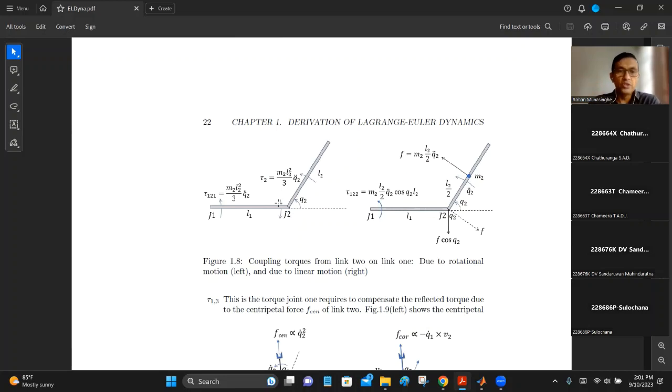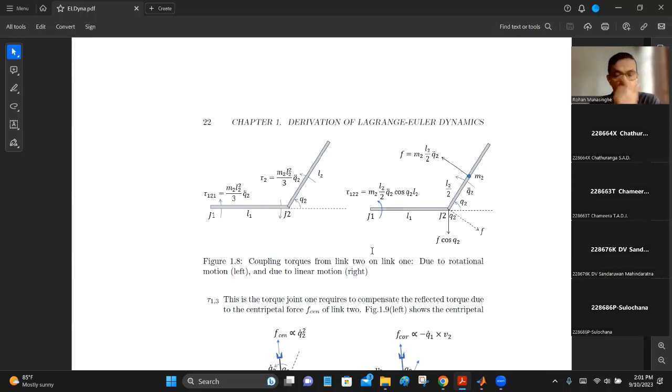Now, when you get the opposite of that, then it will be in the same direction as the torque of joint 2. So joint 2 has a torque in a certain direction, and joint 1 has to generate the same torque at joint 1. Okay, right.